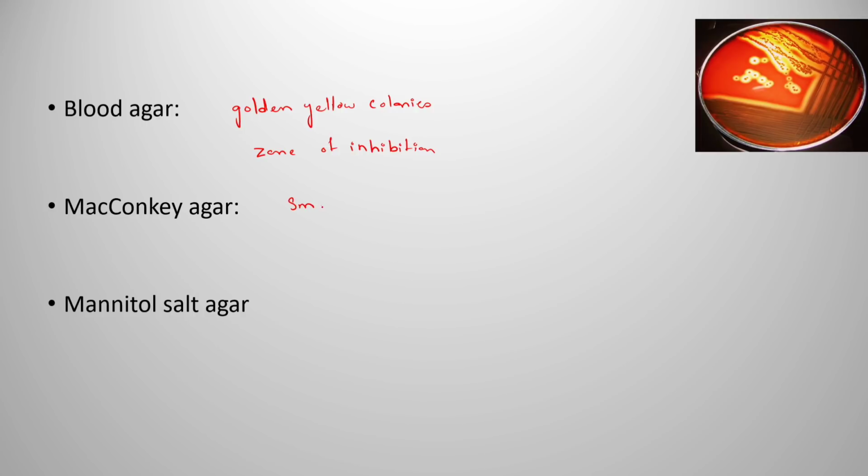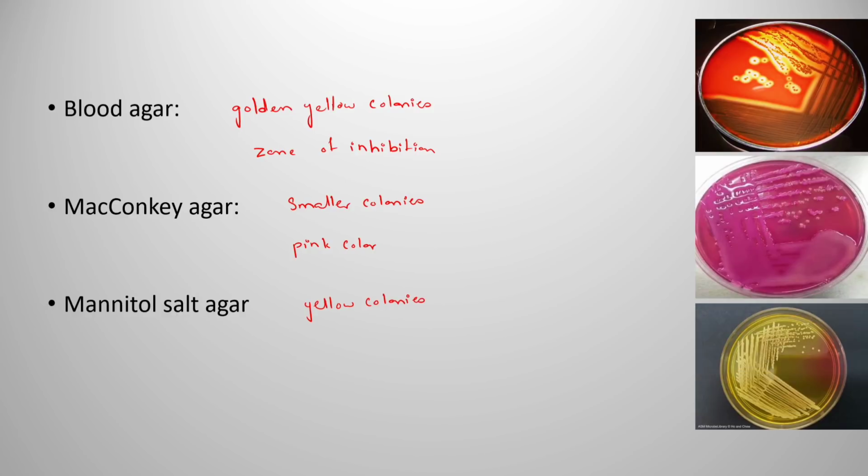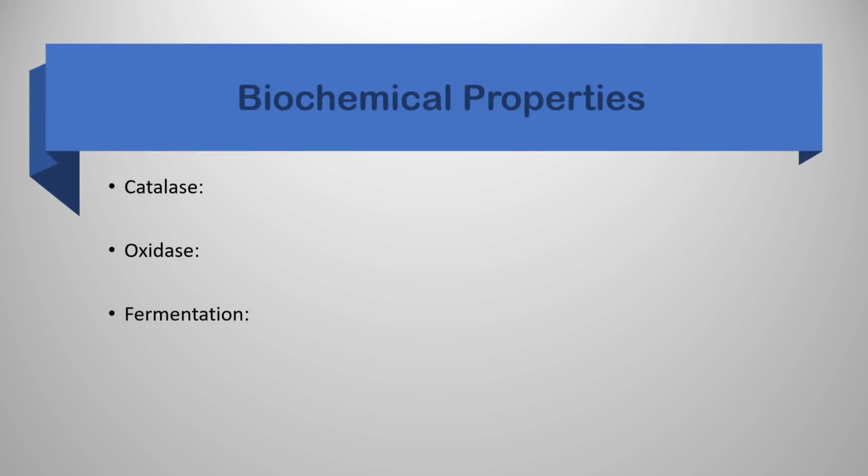On MacConkey agar, they appear as smaller colonies as compared to nutrient agar, and they are pink colored colonies due to lactose fermentation. And on mannitol salt agar, MSA, they appear as yellow colonies as they ferment mannitol. MSA is a useful medium for recovering Staph aureus from fecal specimens when investigating food poisoning.